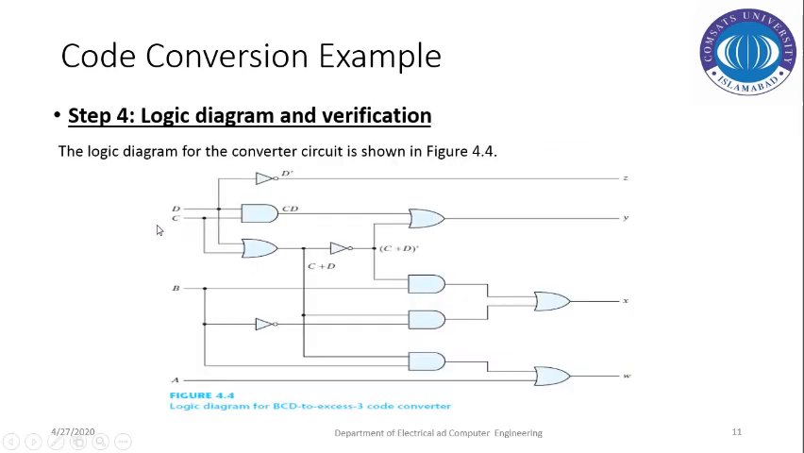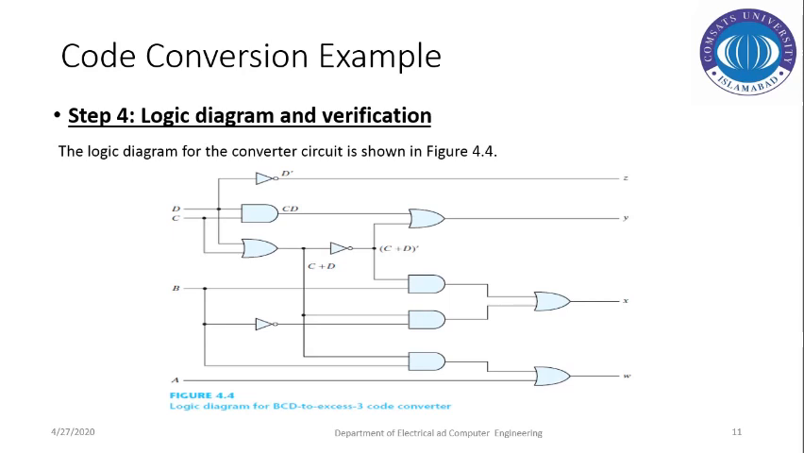Now coming to the final step, to start with, from where we have started, we have defined the inputs and outputs. The second thing was to derive a truth table to define the relationship between the inputs and outputs. The third step was to simplify those expressions obtained from the truth table, and the fourth step is to implement those in terms of a logic diagram and verify our results. So this is the detailed logic diagram that is represented in figure 4.4 regarding the expressions which we have achieved in our previous slide.